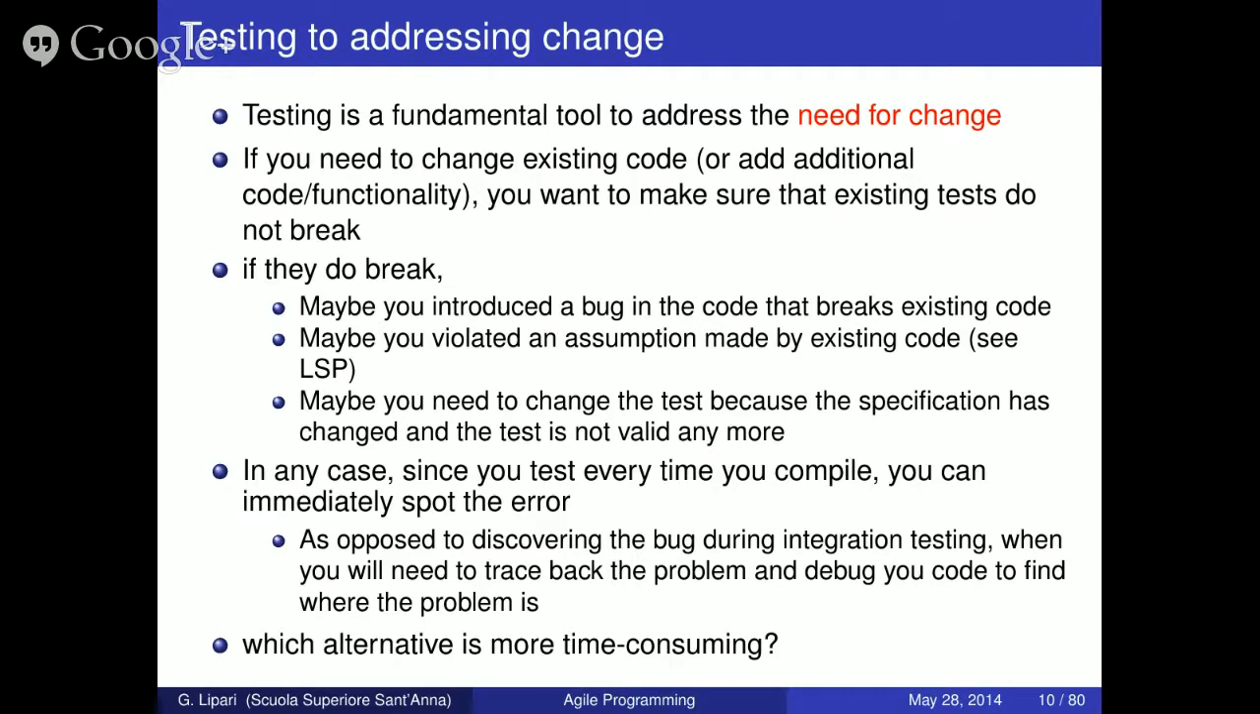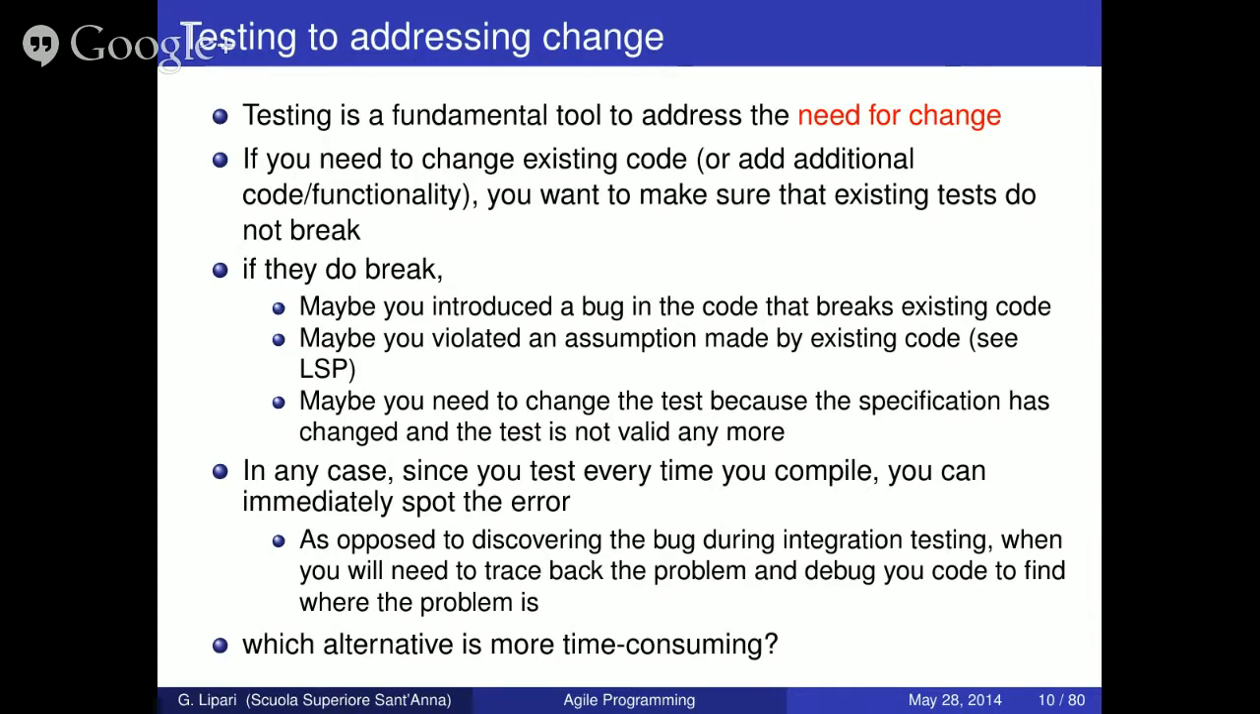So you need to change existing code or add additional code functionality. If you need to do that, and you need to do that, you want to make sure that existing tests do not break when you make some change, and that the interface is consistent across all versions of your program. To do that you need regression testing. In particular, you want to make sure that if a test doesn't work, maybe you introduced a bug in the code that breaks existing code. Or maybe you violated some assumption that was not very clear in the specification, but has been captured in some way by your tests. For example, again, the Liskov substitution principle.